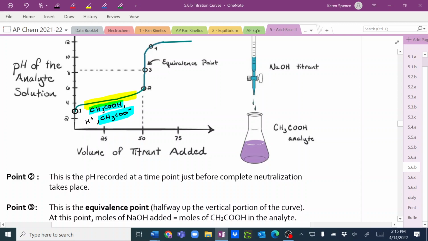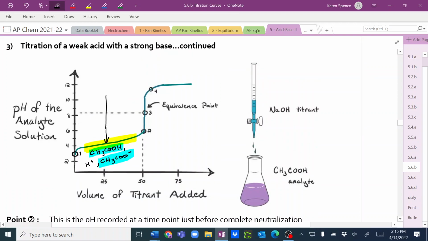We have a buffer. We have a weak acid and we have its conjugate base. And in fact, when we are halfway to the equivalence point, that's why there's a little bit of a curve at the beginning, because we don't really have that conjugate base thing happening yet to kind of push the equilibrium backwards.